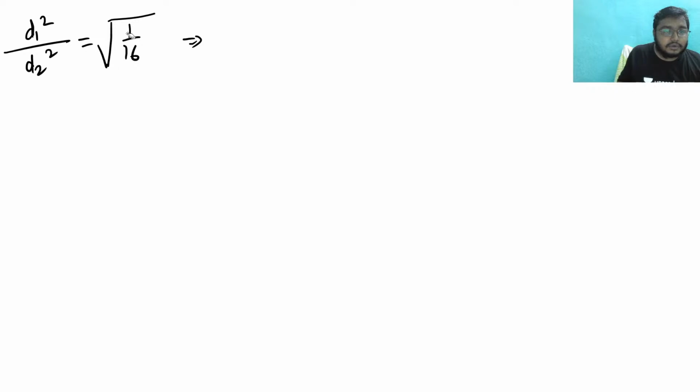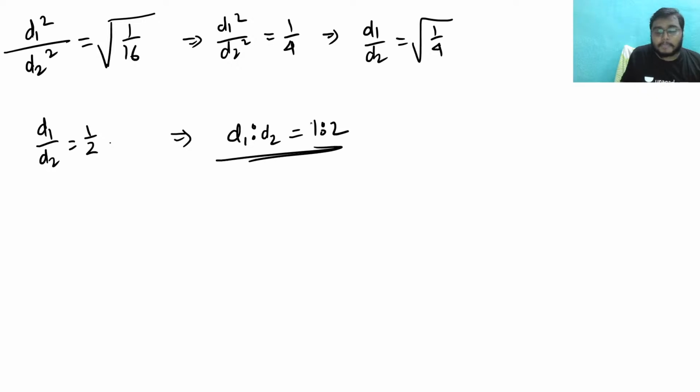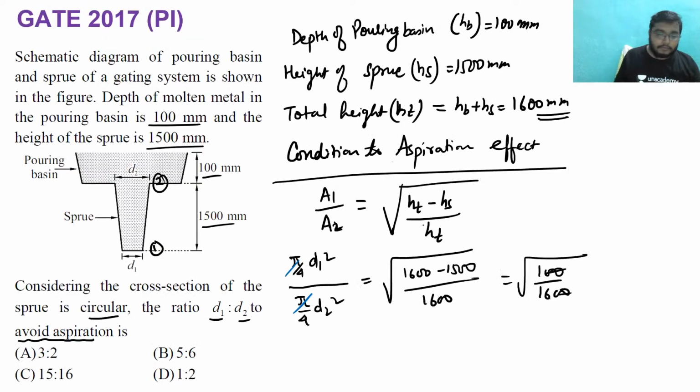See, this is root over 1 by 16. This is going to be d1 square by d2 square is equal to 1 by 4. Again, what you have to calculate, d1 by d2 is equal to root over of 1 by 4, and hence you are getting d1 by d2 is equal to 1 by 2. So from here I can say that d1 is to d2 is equal to 1 is to 2. Clear? And from here you have got the option as D. So d1 is to d2 ratio is 1 by 2.